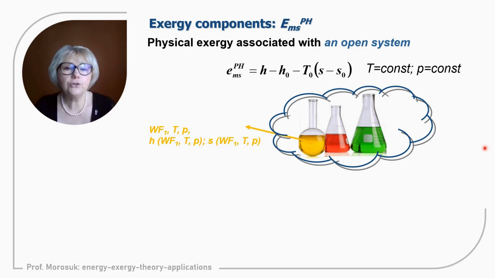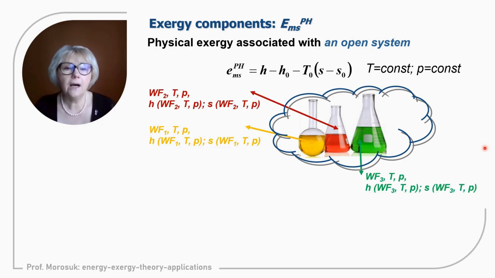So each working fluid will be at its own temperature and pressure. Three colors are specially selected. The yellow working fluid will have its own temperature and pressure, and of course the chemical substance should be described. The red working fluid has a completely different temperature and pressure, and of course chemical substance. And the green working fluid also will have its own temperature, pressure, and description of chemical properties. How to proceed with exergy analysis?